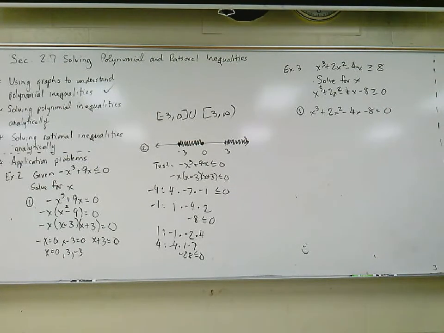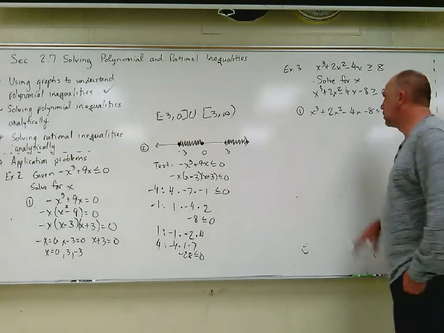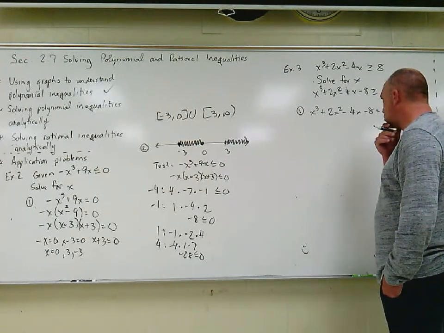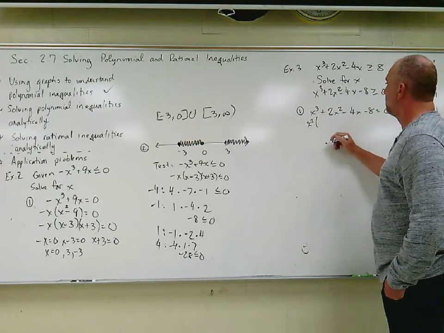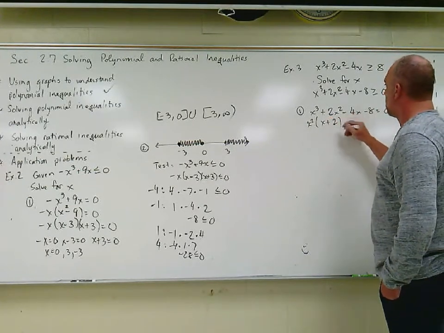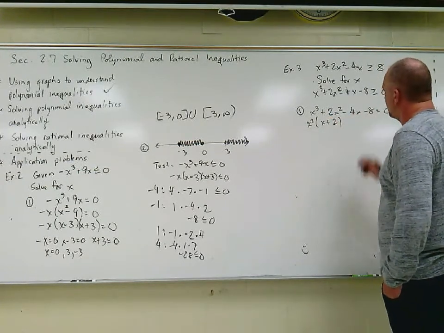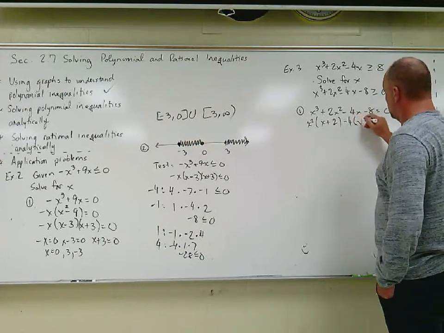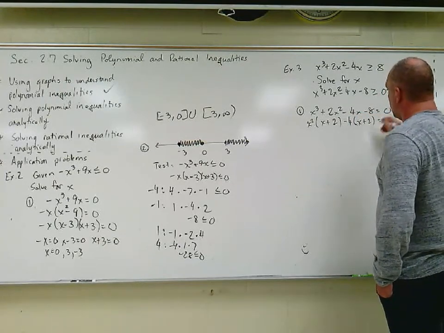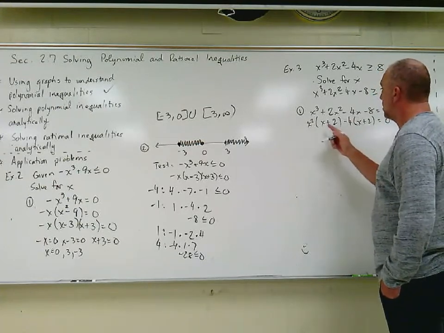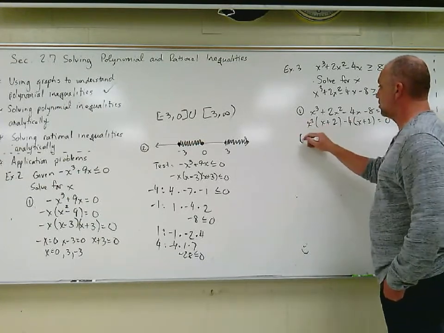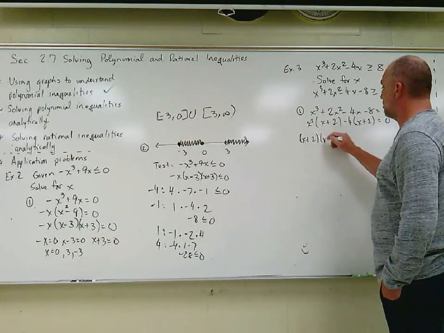Okay, let's check our work. So if we're going to do grouping, which is correct, what would you take out of the first group? You're left with what? What would you take out of the second group? You're left with? Now, what comes out of both groups? X plus 2 is the common factor, and that leaves you with x squared minus 4.